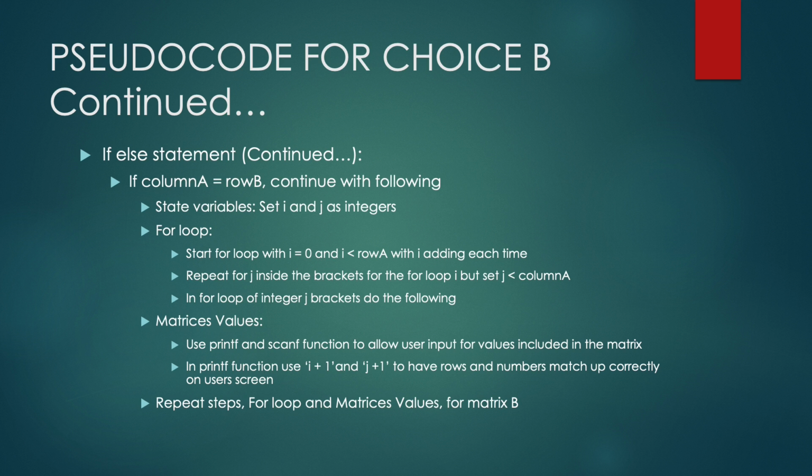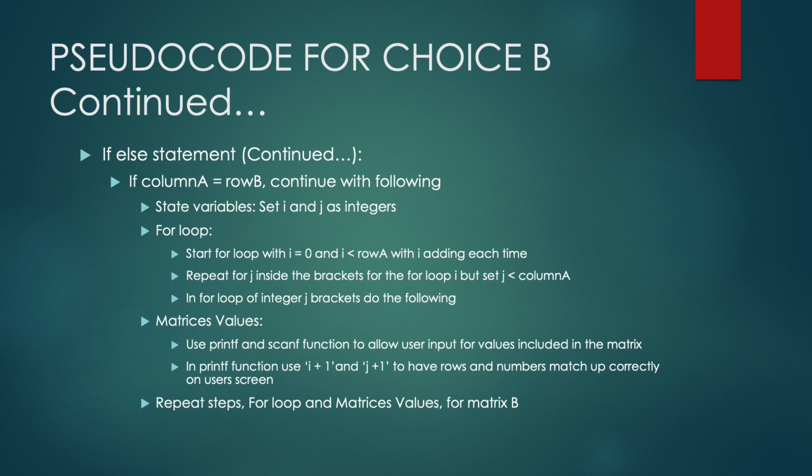We will have to declare variables i and j as integers, and we will start a for loop with i set equal to 0, and the condition is i is less than row A, and it will be incremented by one each time it's executed. And inside that for loop will be another for loop for j. It will be the same, where it's equal to 0, and it will be less than column A, and it will be incremented by 1 each time.